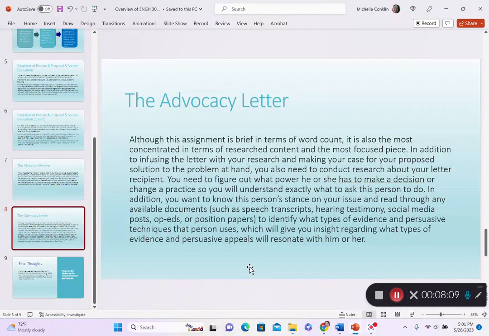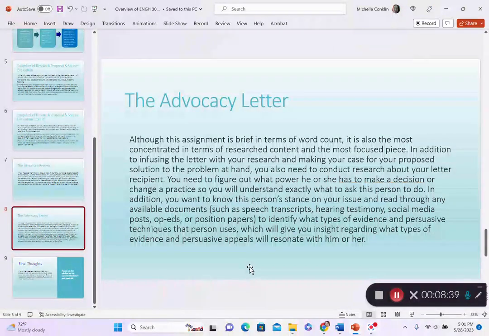So all this work, all these words that you've written before, now you've got to figure, okay, what is the essence? Distill it, concentrate it, focus it, and use it to make a really compelling letter. In addition to infusing the letter with your research and making your case for your proposed solution to the problem at hand, you will also need to conduct research about your letter recipient.